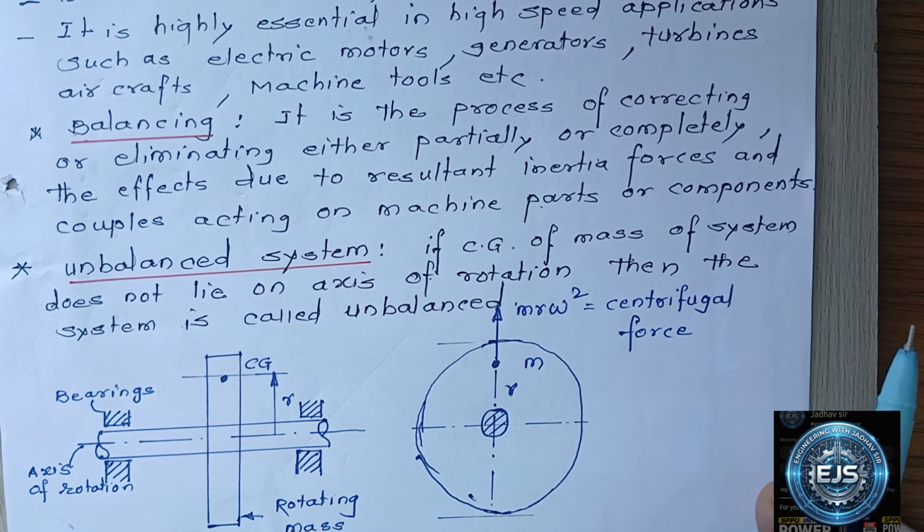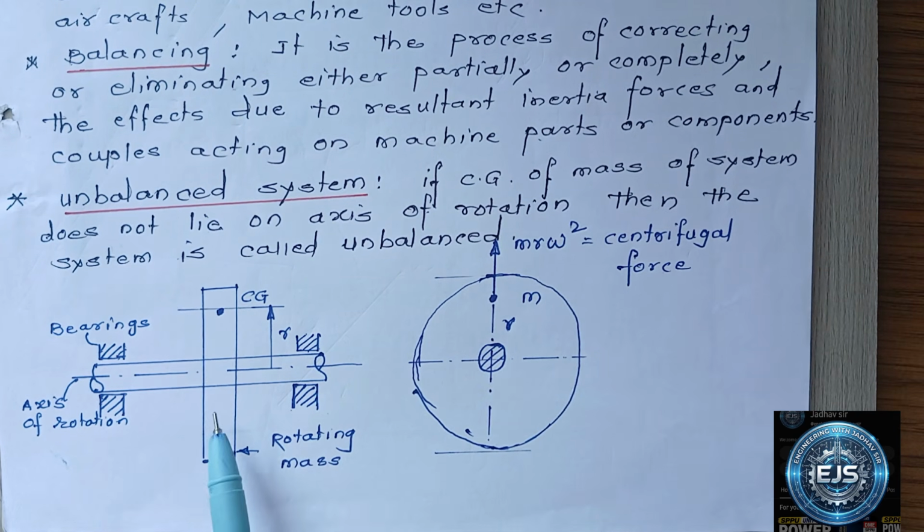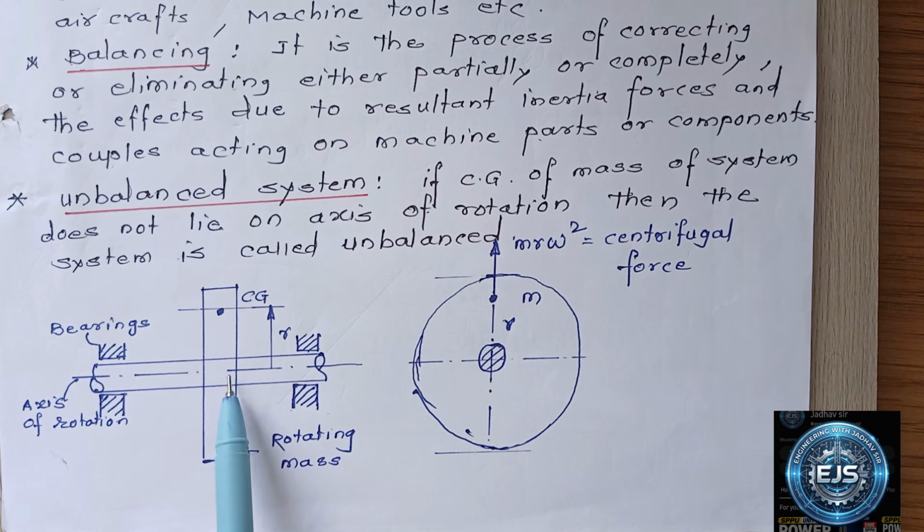So next is unbalanced system. If the CG of the mass of the system does not lie on the axis of rotation, then the system is called unbalanced. Here we will take an example. Suppose a shaft is supported in a bearing at the two ends, and the shaft carries a rotor, and the CG of the rotor does not lie on the axis of rotation. If the CG is offset from the axis of rotation of the shaft, here in this case CG is offset by distance r. This r is nothing but eccentricity or radius of rotation of this mass. If the CG of the mass of the system does not lie on the axis of rotation, then such a system is called an unbalanced system.